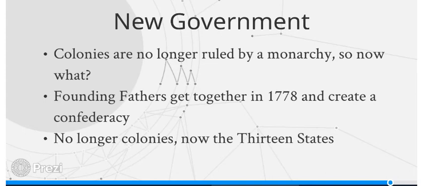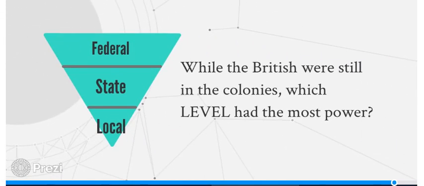Okay, in order to create some type of government to have on file, I guess, as we transition out of the Revolutionary War, the Founding Fathers get together in 1778 and create a confederacy. All right, so in the margin on the left-hand side of your note sheet, let's make a note that confederacy is just a group of states. A group of states. Because remember, we're no longer colonies. We are now established. We are the 13 states.